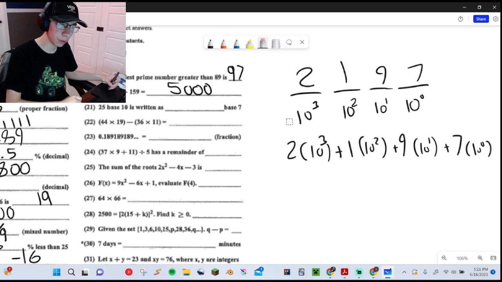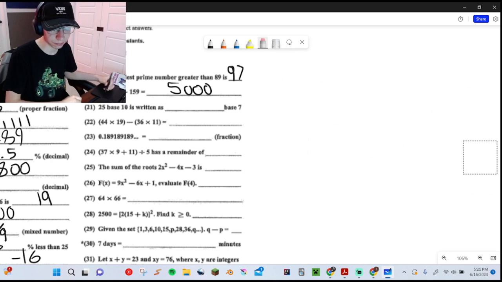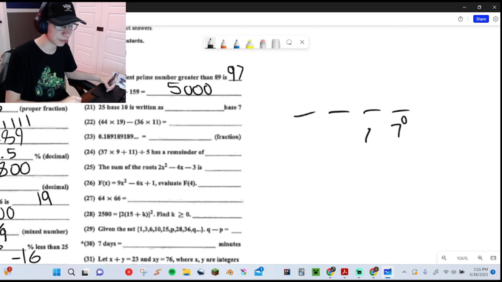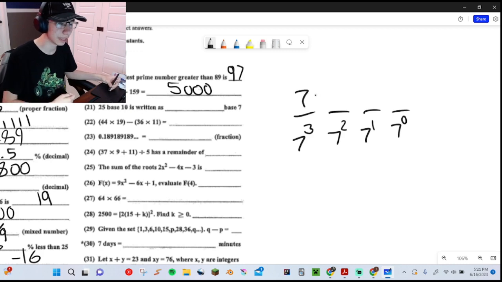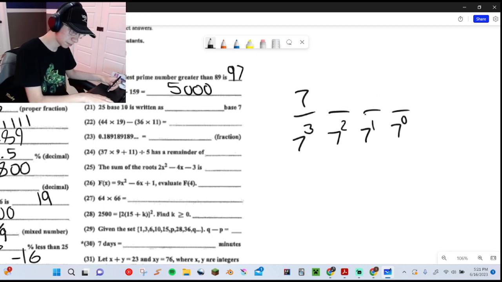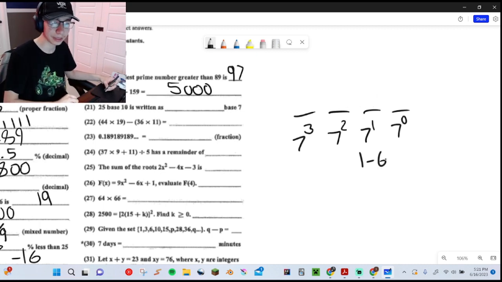And so what would it mean for something to be in base 7? Let's see. For something to be base 7, that means it has place values 7 to the 0, 7 to the 1st, 7 to the 2nd, 7 to the 3rd. It also means that we can't use digits like 7, 8, or 9, because we can only use digits from 0 to 6 in base 7. It's kind of like one less than the base you're using are the digits you can use.